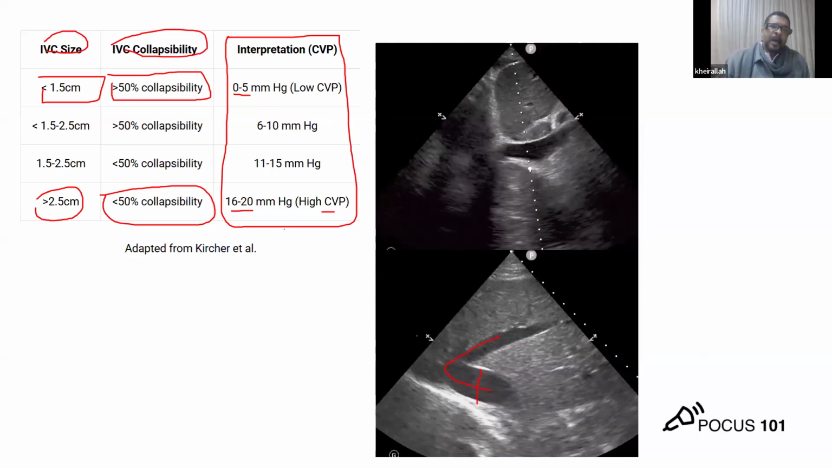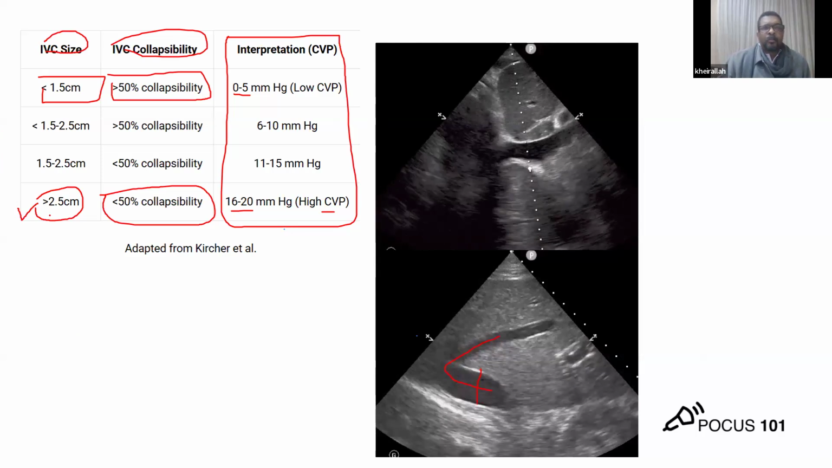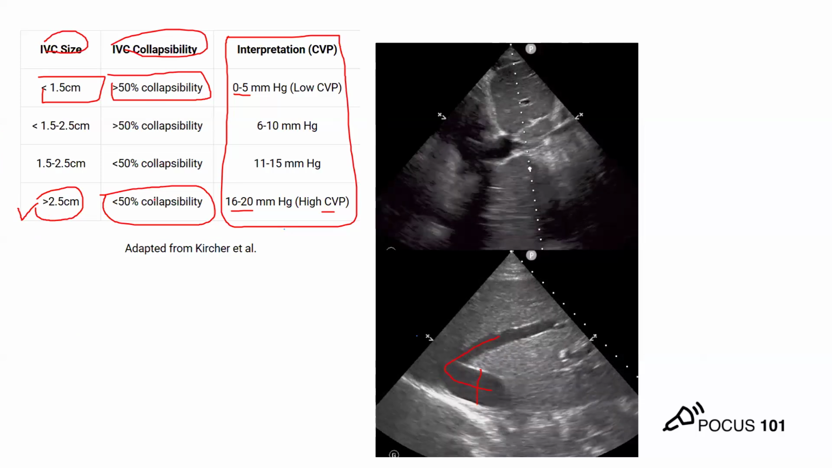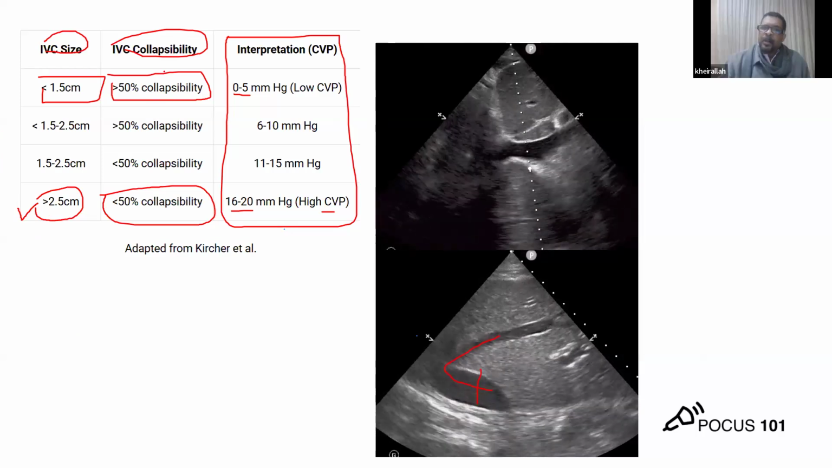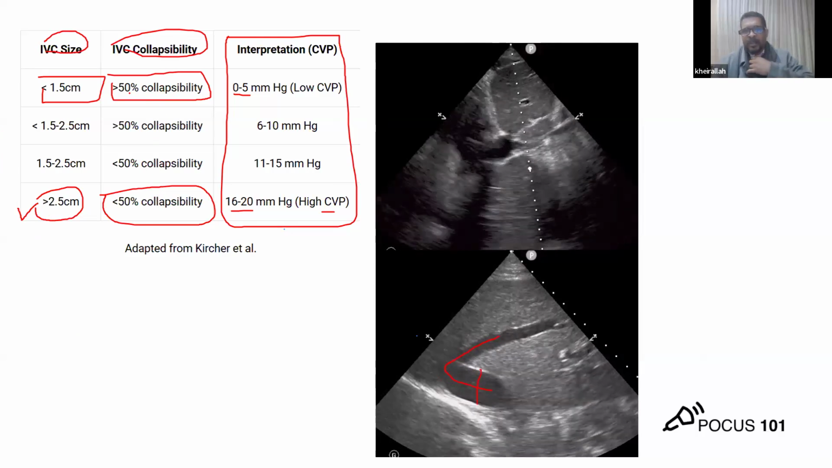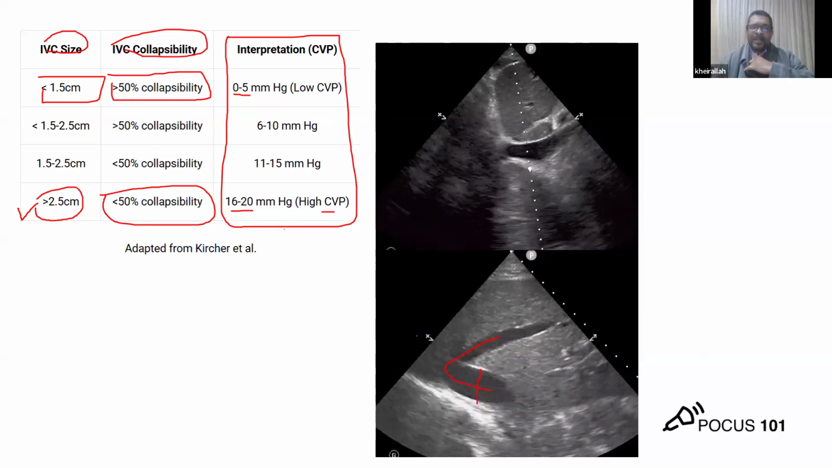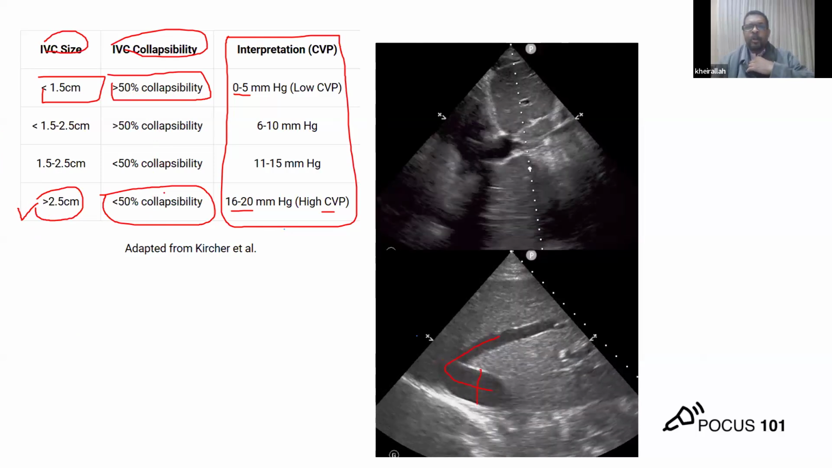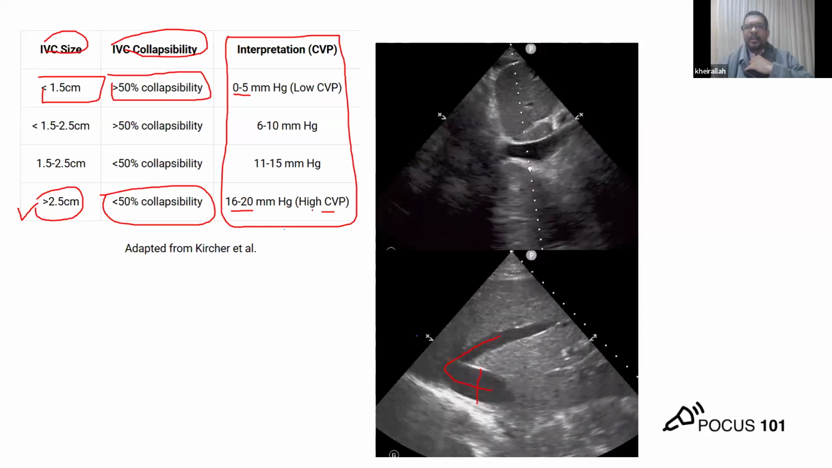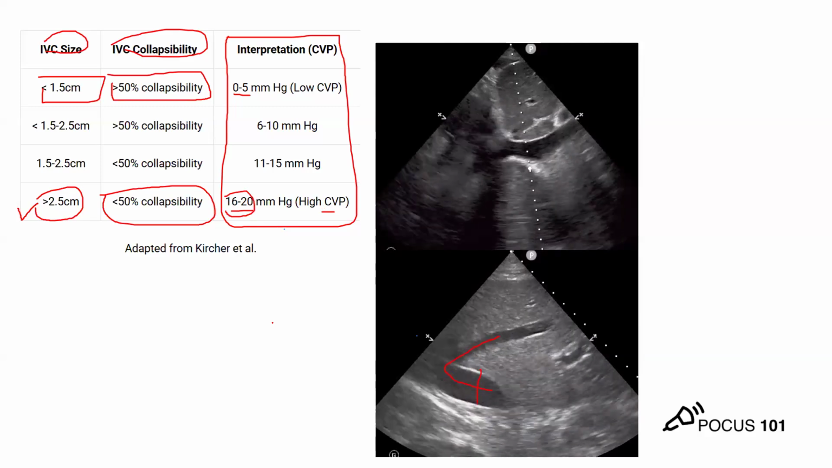Dilated means, let's assume that your patient's IVC is 2.5 centimeter. Now we look at the collapsibility. There is collapsibility or there is no collapsibility. And if there is collapsibility, is it more than 50% collapsible or less than 50% collapsible? So if it is a dilated IVC with no collapsibility or less than 50% collapsibility, the central venous pressure is as high as 20. Okay.